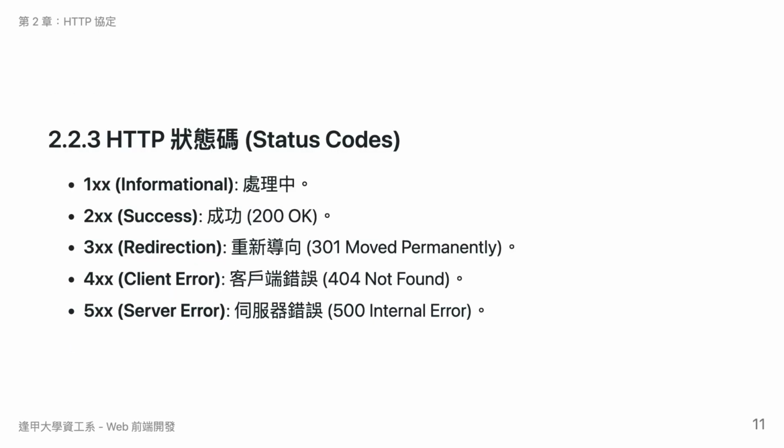HTTP uses status codes to communicate the result. 100-level codes are informational. 200-level codes mean success, such as 200 OK. 300-level codes are for redirection, like 301, moved permanently. 400-level codes indicate client errors, like the famous 404 not found. 500-level codes mean the server encountered an error, such as 500 internal error.